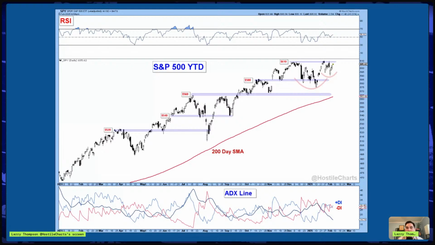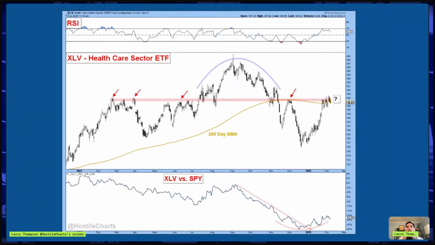Don't give up on your game plan. Don't be mad if you're not making money. There are periods of time when you won't make money in a trading plan.